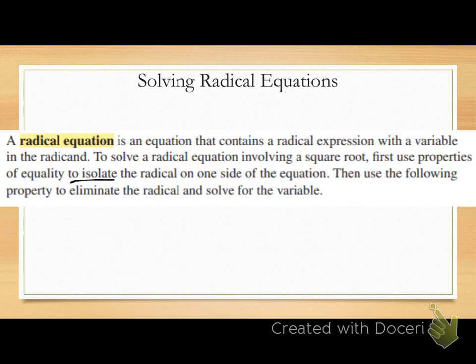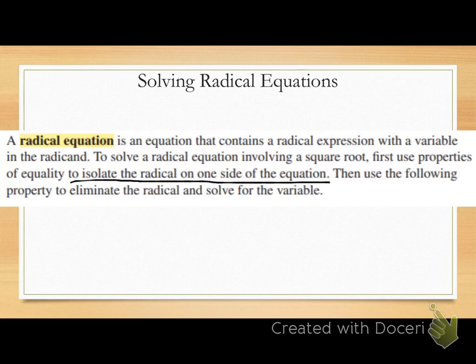We want to isolate the radical on one side of the equation. So we want to get the radical by itself. Nothing being added to the radical, nothing being subtracted from it, nothing being multiplied by it or divided by it. The radical completely by itself. Then use the following property on the next slide to eliminate the radical and solve for the variable.